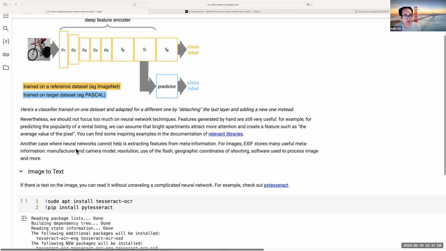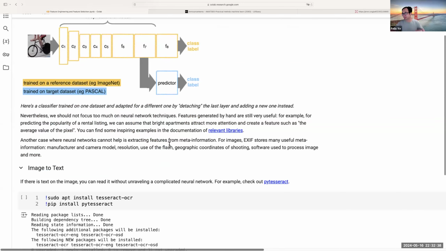Another way is that a neural network cannot help extract features from meta information. For example, images have something called EXIF, which has very important meta information, such as the resolution, the camera model, or whether a flash was used. Some even have geographic coordinates. This can give very important information that can be used in this kind of training, so we want to take it into consideration.